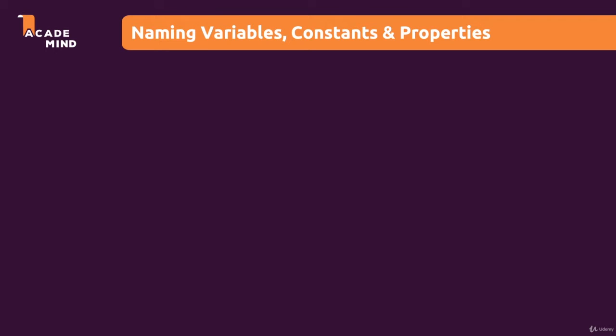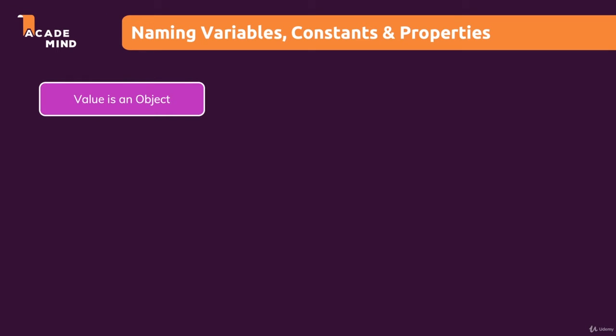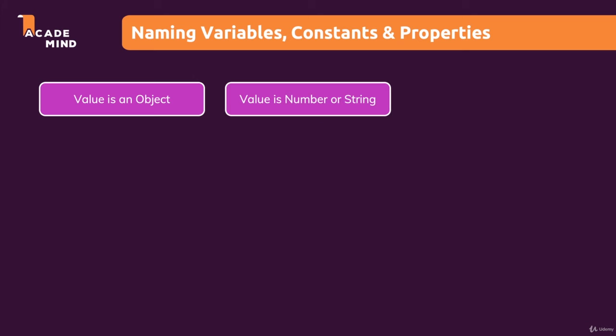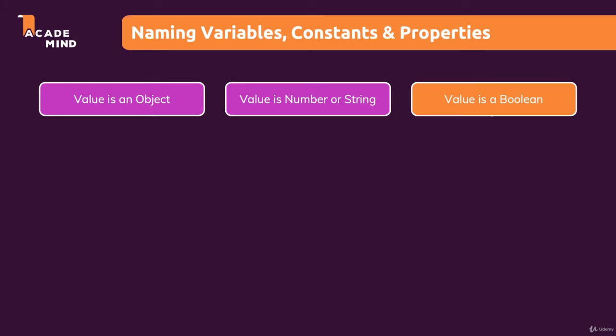So let's now dig a bit deeper, and let's start with variables, constants, and properties. How should these be named? We can differentiate between three main kinds of values which are being stored in them. Our values could be objects, and this includes lists or maps or any other more complex data structure. Our value could be a simple number or string, or our value could be a boolean. And you can already tell by the color coding here that there seems to be a difference between booleans and the other kinds of values.